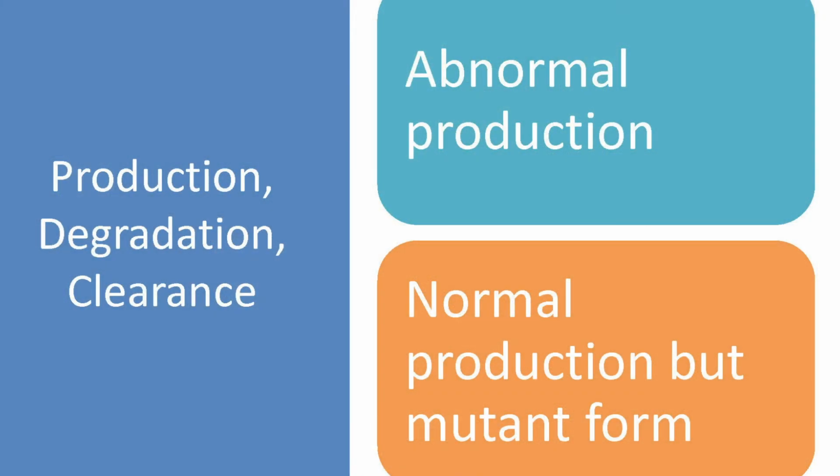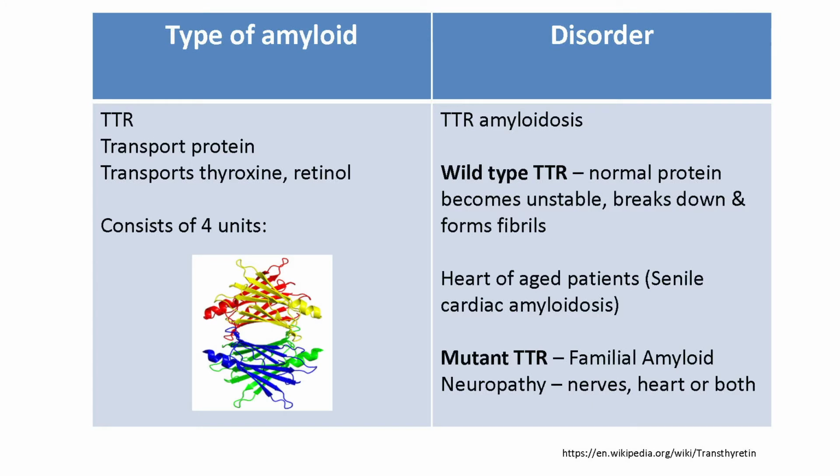So far we have discussed three aspects. One is overproduction of the amyloid, and the second is that there is production but no degradation and clearance. Now we also talk about another condition where there is normal production of the protein but it is in the mutant form. An important example is the case of transthyretin amyloidosis.